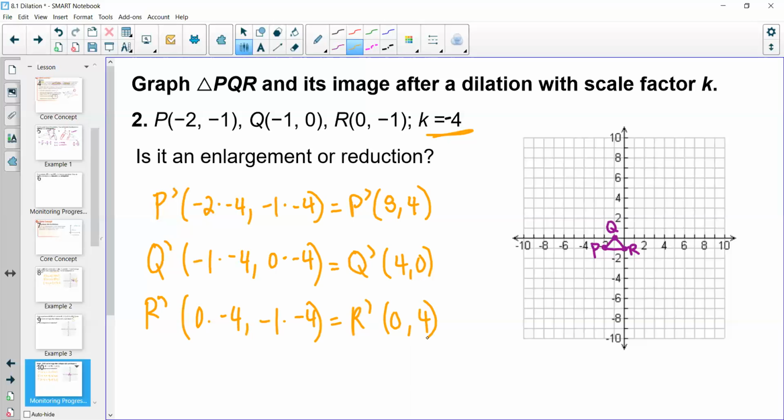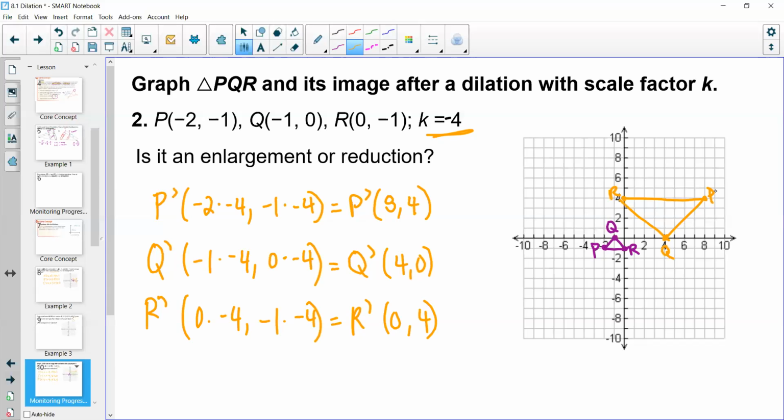Okay, so then as we graph this, we've got 8, 4 over here. We've got 4, 0, and we've got 0, 4. Okay, now labeling these points here. This is R, this is Q, and this is P. So what happened? Notice when we multiply by a negative scale factor, what it does is it reflects it across the x-axis, and then it enlarges or reduces it. So a large reduction, things like that. In this case, it enlarged it.